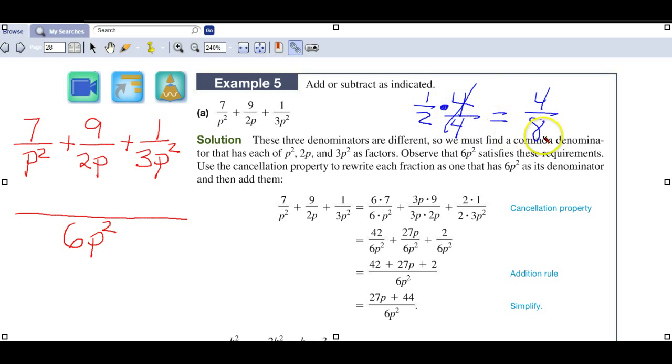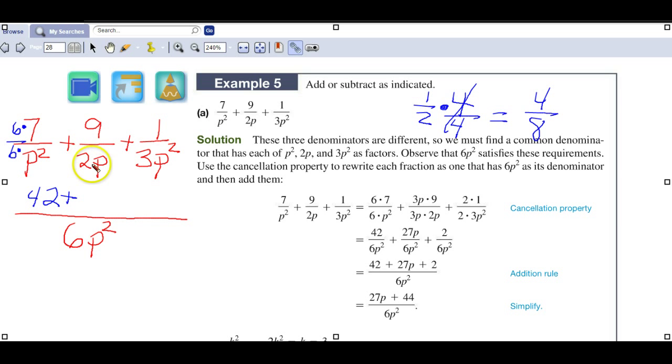But now what I want is to get each term to have this common denominator. So what do I have to multiply this first term by? It's going to be a 1 in the form of what? And if you said 6 over 6, that is correct. You've multiplied this first term by a 1 in the form of 6 over 6. So our denominator now becomes this, and our numerator becomes a 42.